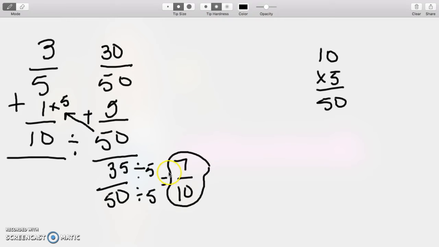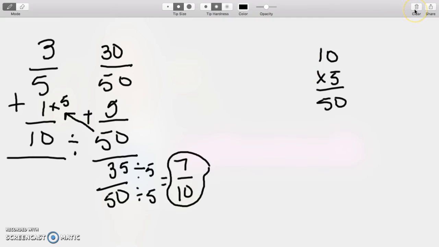You can use this strategy by multiplying the denominators, but just a disclaimer, sometimes you can multiply the denominators and you get a huge number that you will have to reduce at the end. So it's best that you know your multiples, or be able to write out your multiples so that you can find the least common denominator.